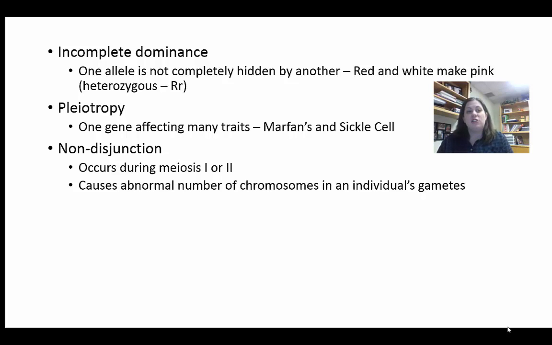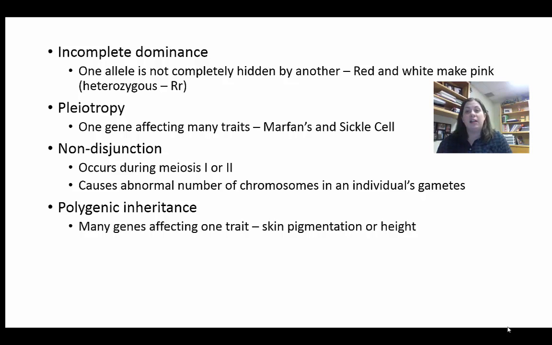Now, non-disjunction, guys. Non-disjunctions kind of go hand in hand with what we saw with meiosis. This occurs normally during meiosis 1 or 2, and it causes an abnormal number of the chromosomes. So remember when the chromosomes are supposed to go in anaphase and they're supposed to pull apart like this? In non-disjunction, they don't. The whole X goes in one direction, leaving the cell over here having one chromosome less, and the cell over here having one chromosome more. So that's what we're talking about with non-disjunction.